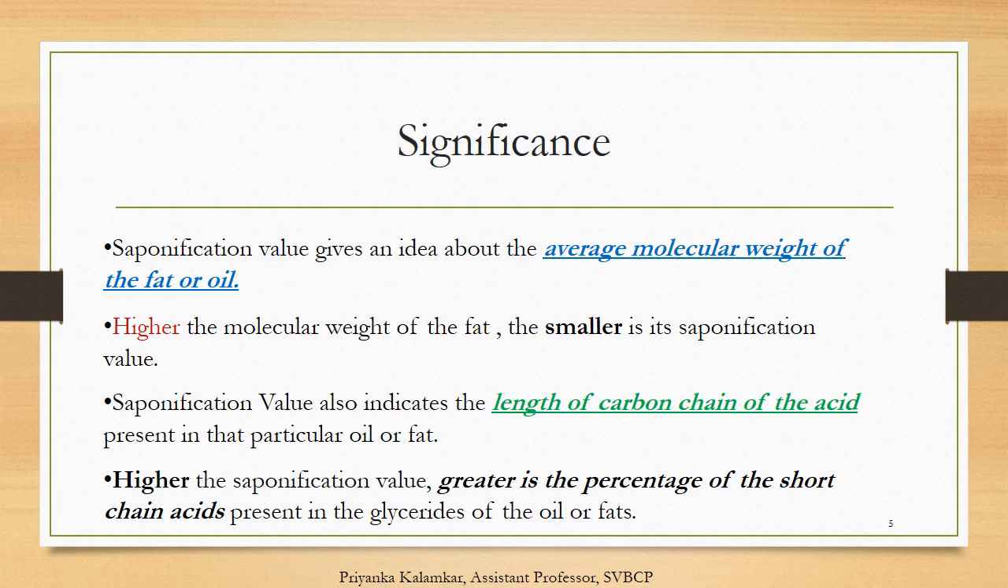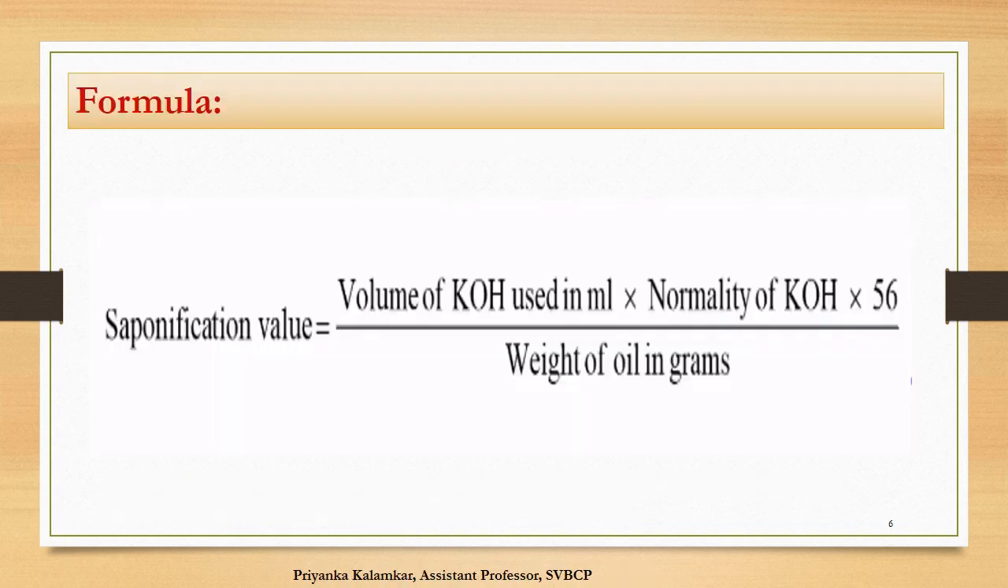So I can say higher the saponification value, lower will be the average molecular weight. Lower average molecular weight means they are having short carbon chain length. So that percentage of short carbon chain length fatty acid will be more in case of higher saponification value. So these are the significance of saponification value.